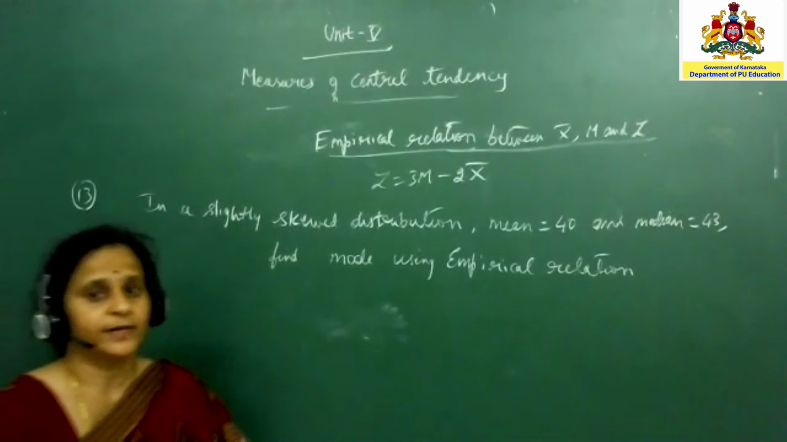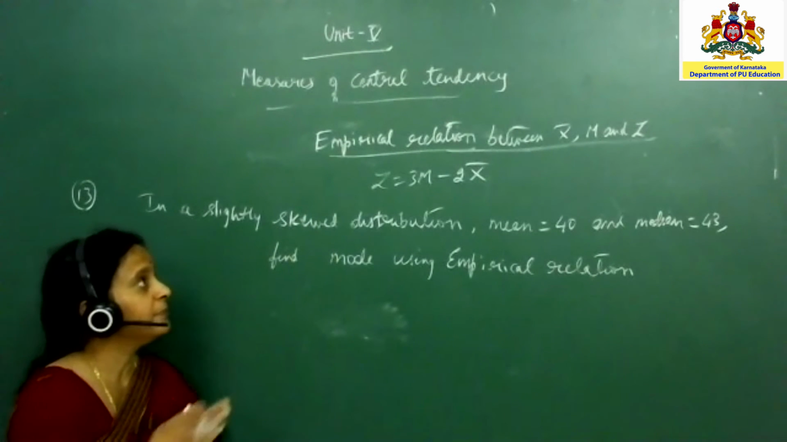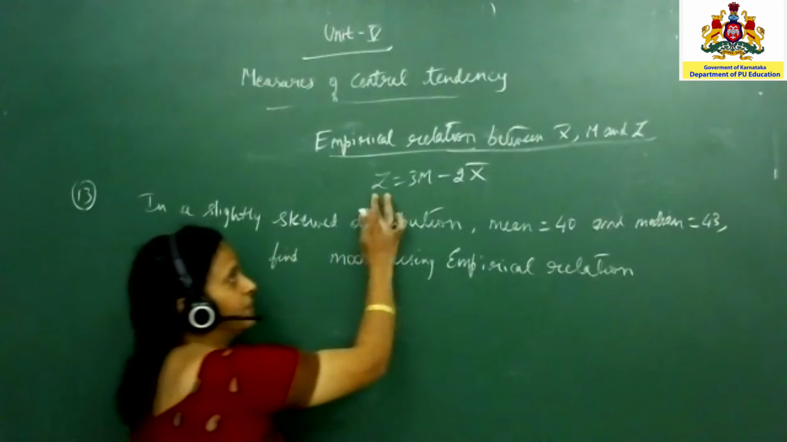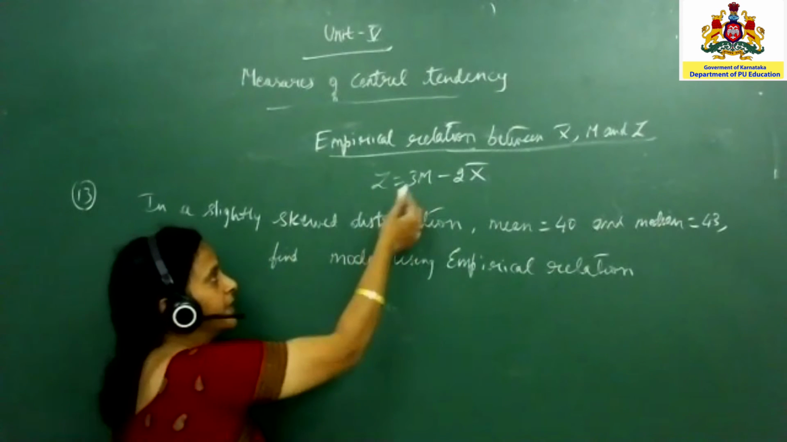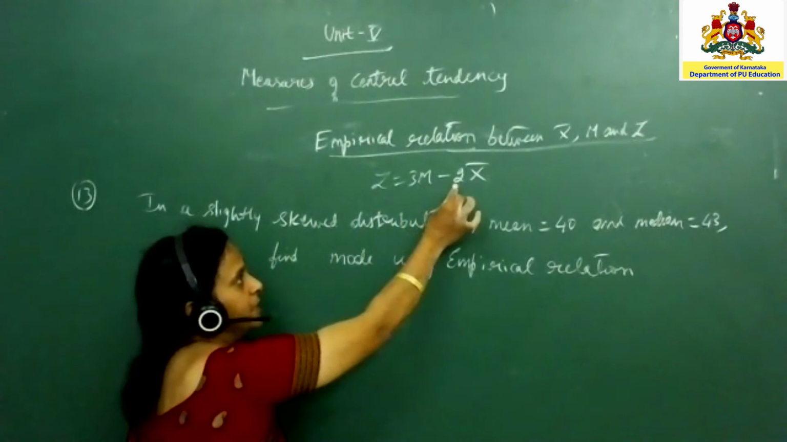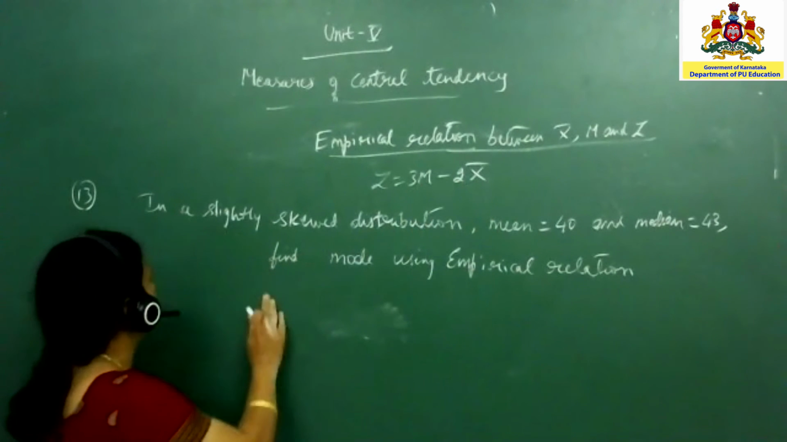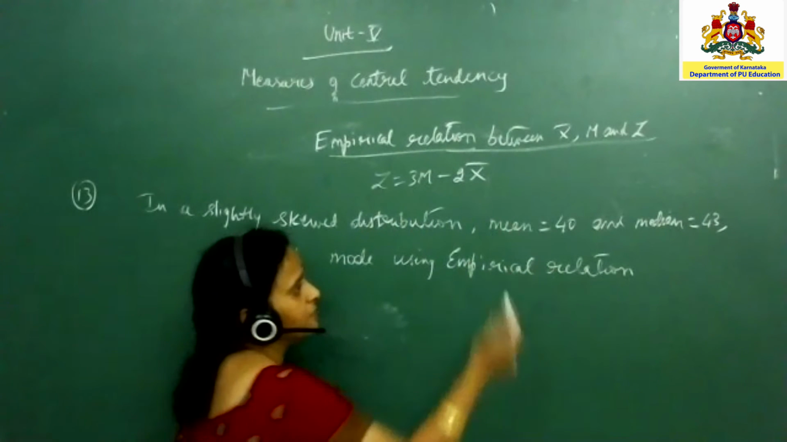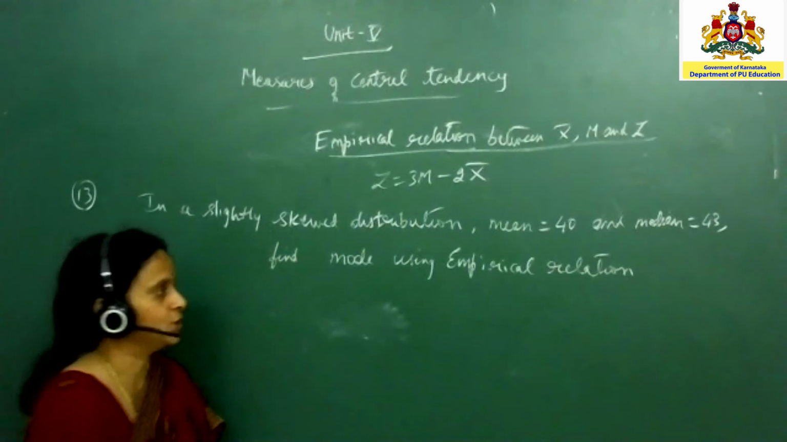Let me now introduce the next concept, the empirical relation. We can create an empirical relation between mean, median, and mode, which is given by Z = 3M - 2x̄, or we can write mode = 3 times median minus 2 times mean. Let us take an example for a skewed distribution: if mean is 40 and median is 43, find the mode using the empirical relation.